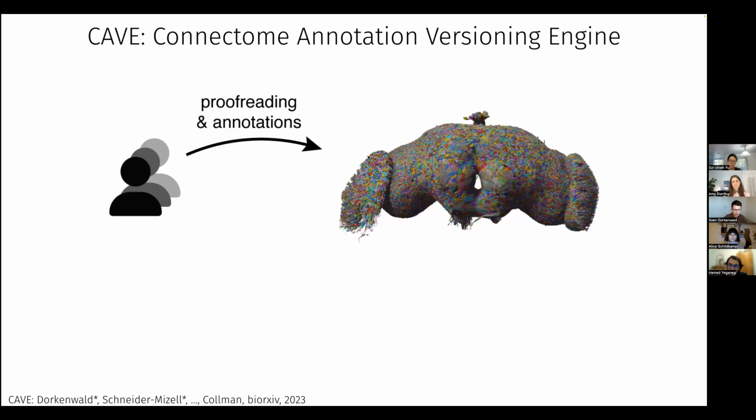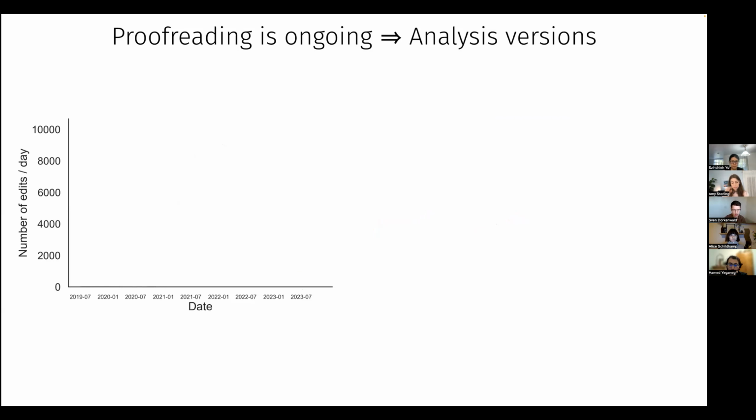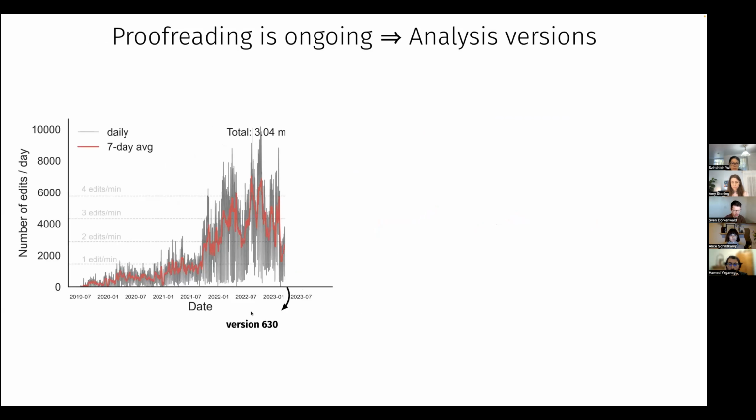Okay, so CAVE is the system that is basically behind FlyWire, and CAVE's responsibility is to allow people to proofread and to annotate, and at the same time to also analyze the data. The main goal here is to allow that while everything is ongoing. For analysis, we have a snapshot of the data. What CAVE does is version the data at many snapshots in time. As proofreading has progressed, these are all the edits that were made by the community.